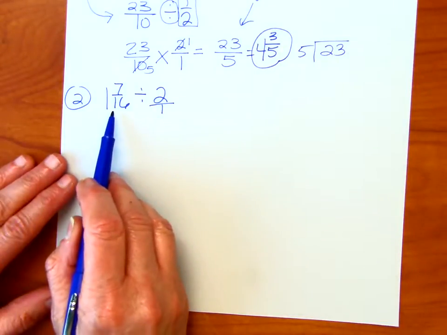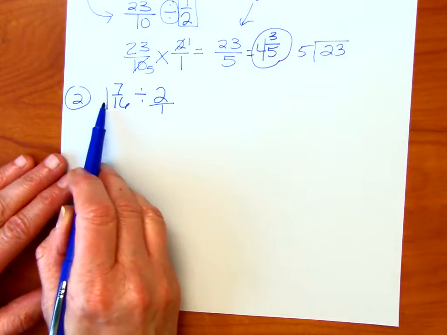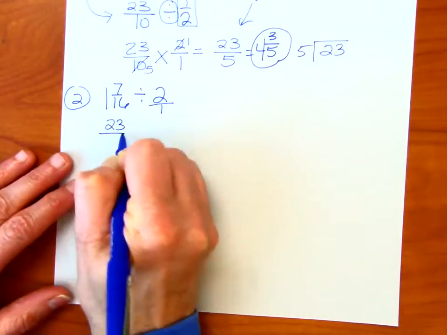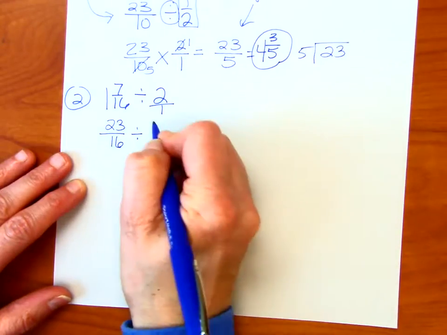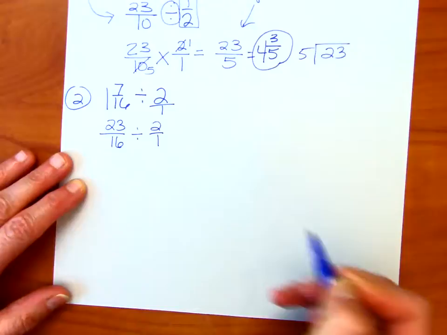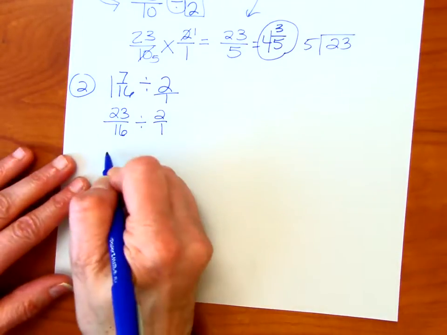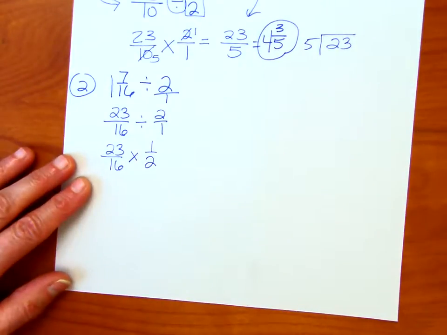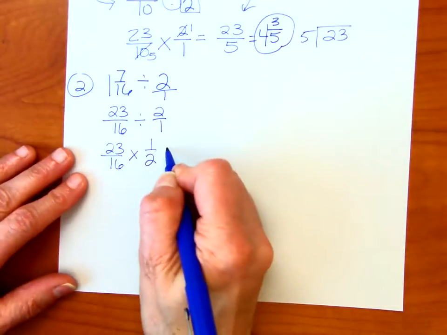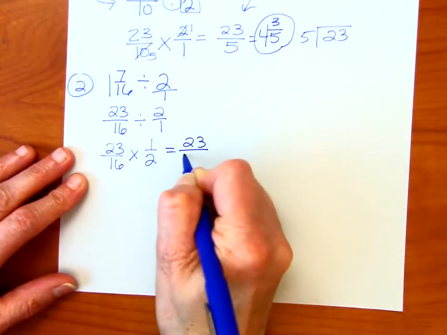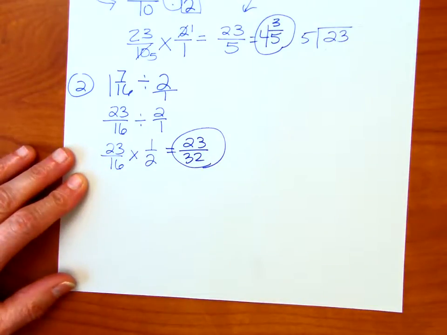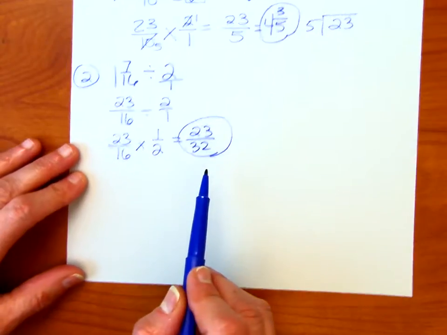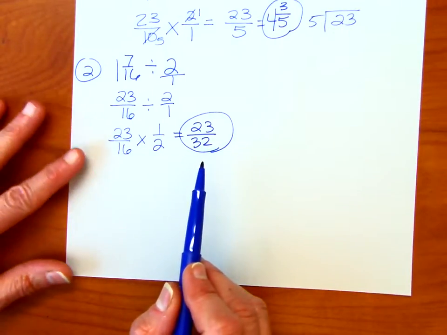Again, we want to convert this to an improper fraction. So 16 times 1 is 16 plus 7. That's going to be 23/16 divided by 2/1. Okay, now I'm going to flip and multiply. So again, 23/16 times 1/2. It doesn't look like I can reduce, so I'm just multiplying straight across. 23/32. And I know I can stop here because the numerator is smaller. This is a proper fraction, so I don't need to convert it to a mixed number.